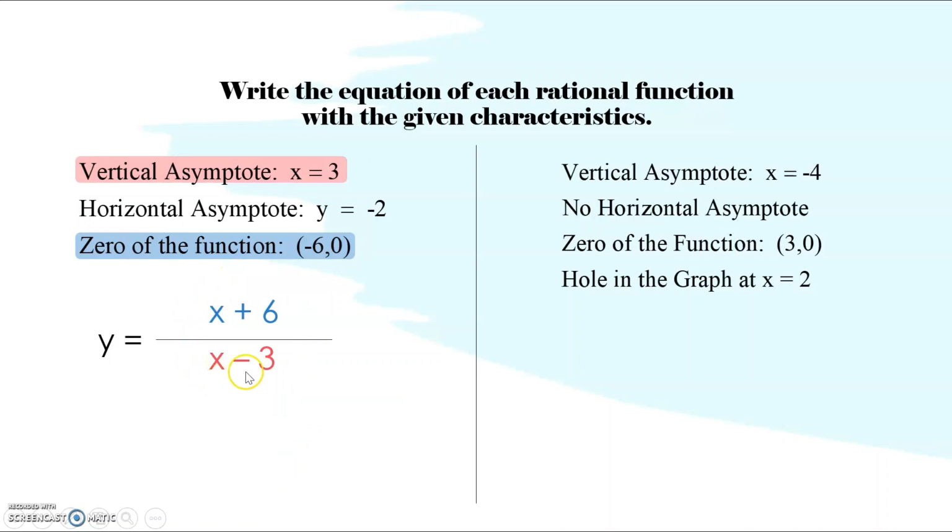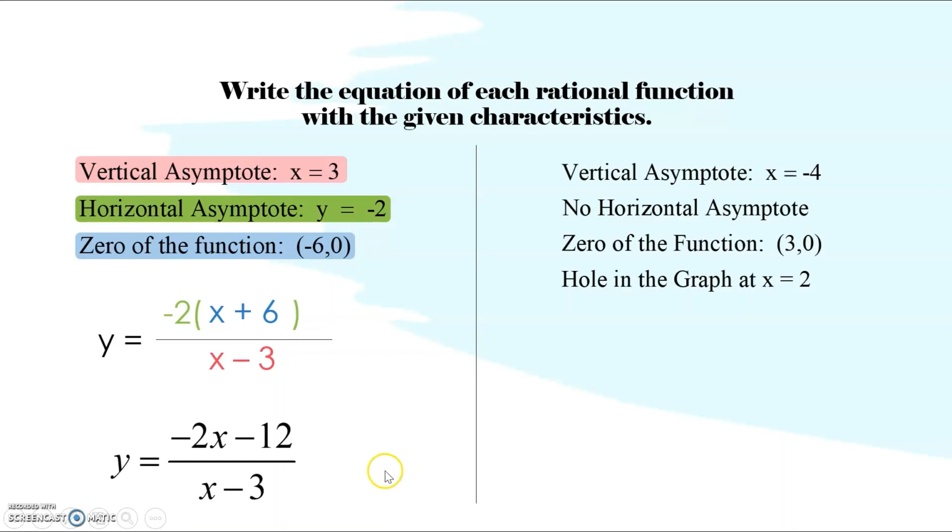Right now my horizontal asymptote is x divided by x, which is 1, so y equals 1. We want it to be y equals -2. We can make that happen by adjusting our equation with a coefficient. You can leave your equation factored like this, or if you feel like distributing, you can. That is our first rational function.